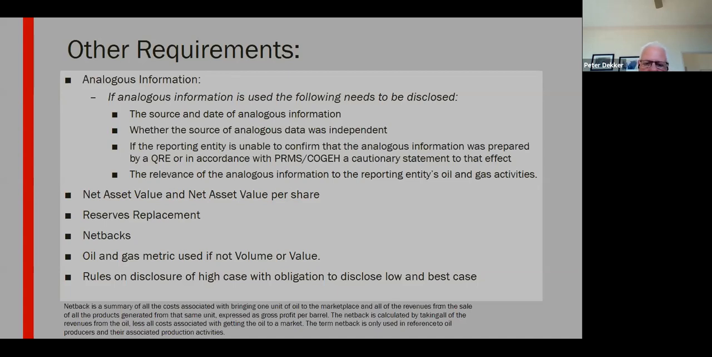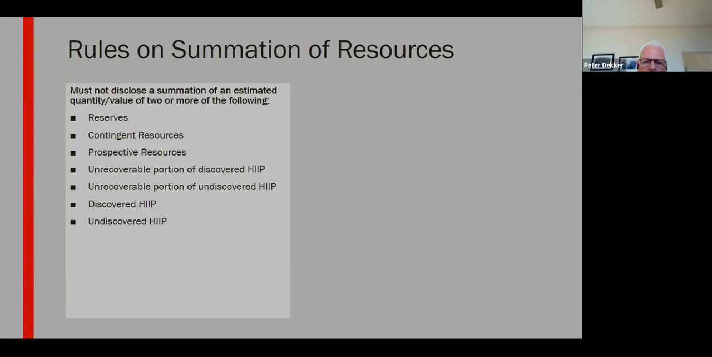Rules on disclosure of high case with obligation to disclose low and best case. So you have to say, how did I disclose the high case and why not the low and mid case? That's all for if you do the resources only.